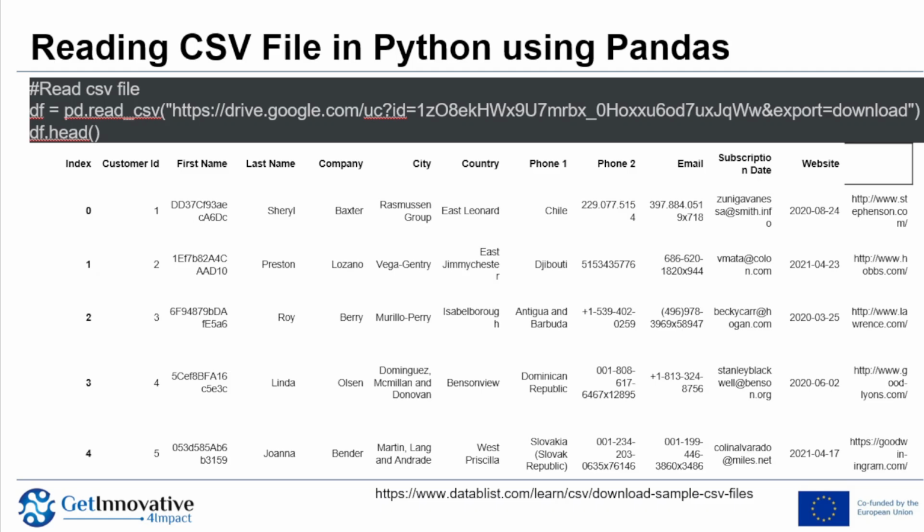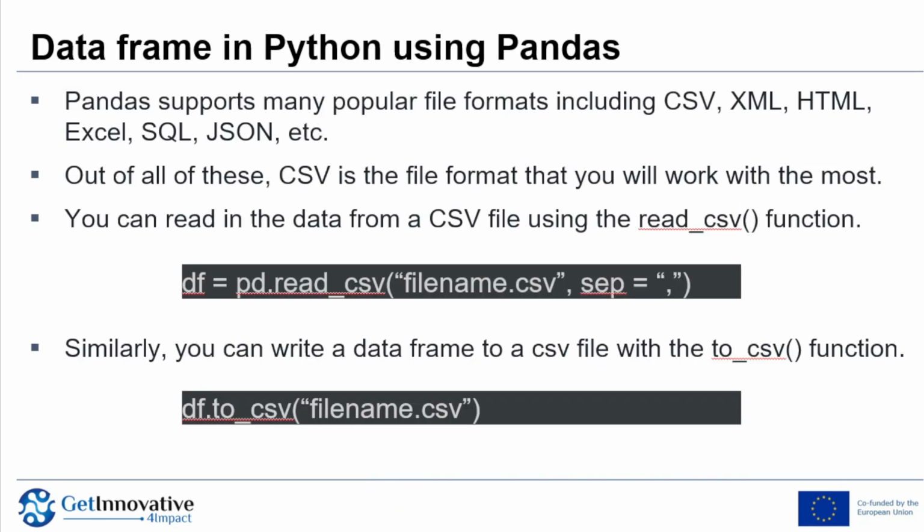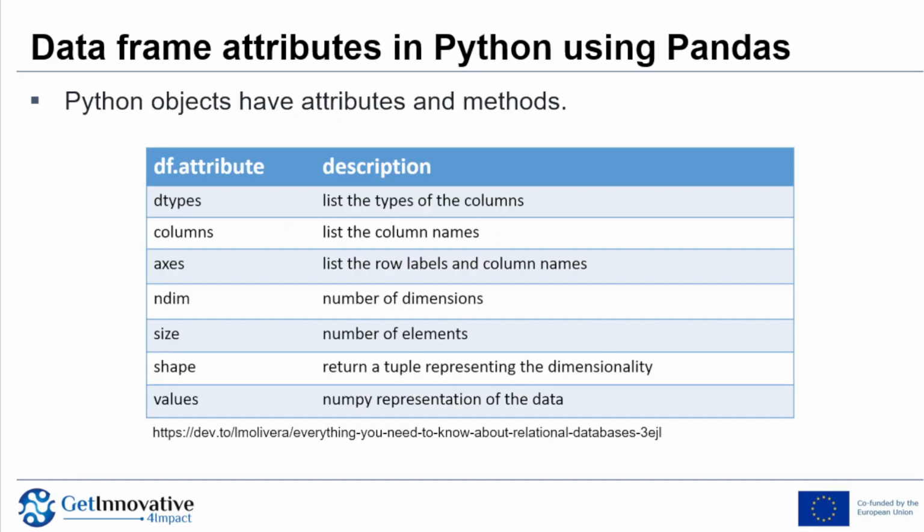If we want to read a CSV file in Python using pandas, we have to write the command read CSV and give the link from where it could be read: df equals pd.read_csv and the file address. Basically, Pandas supports many popular file formats including CSV, XML, HTML, Excel, SQL, JSON. Out of these, the CSV file format is the one we mostly use, and we can read the file by using the command pd.read_csv. We can also write the command df.to_csv.